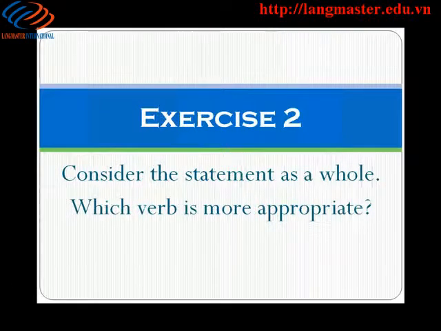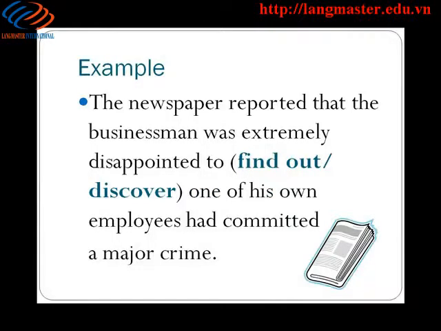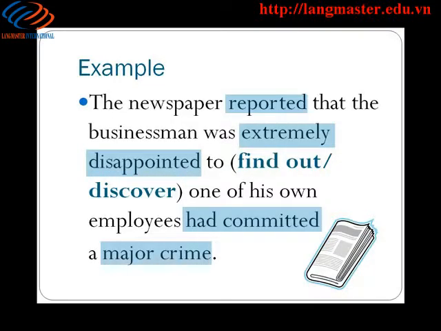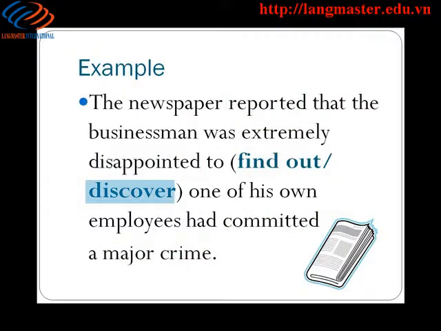Exercise 2. Consider the statement as a whole. Which verb is more appropriate? Example. The newspaper reported that the businessman was extremely disappointed to find out or to discover one of his own employees had committed a major crime. In this statement, both verbs could work. Neither one is incorrect, they both have the same meaning, but overall, the language of the statement is more formal. I'd argue that discover is a better choice.